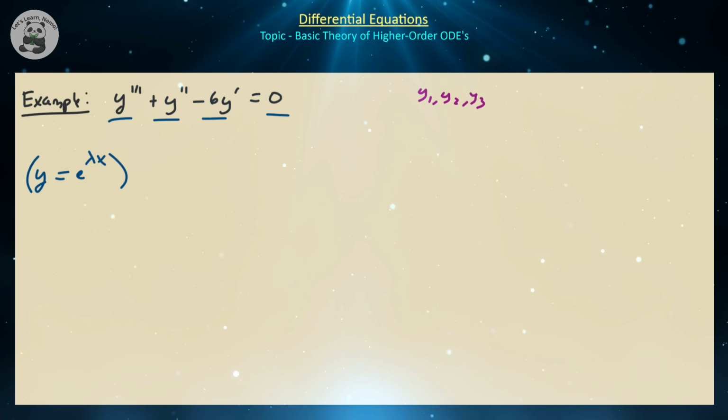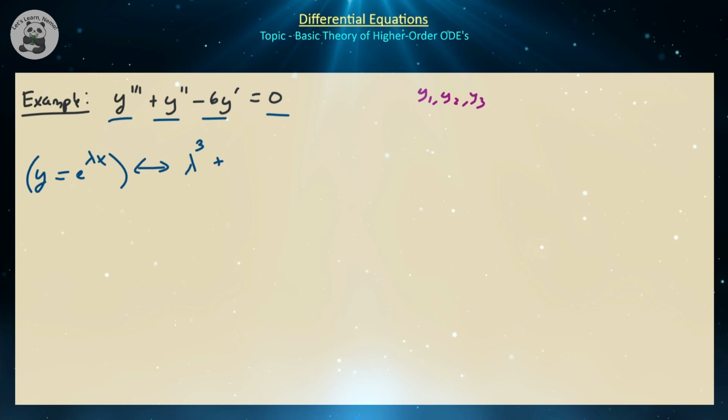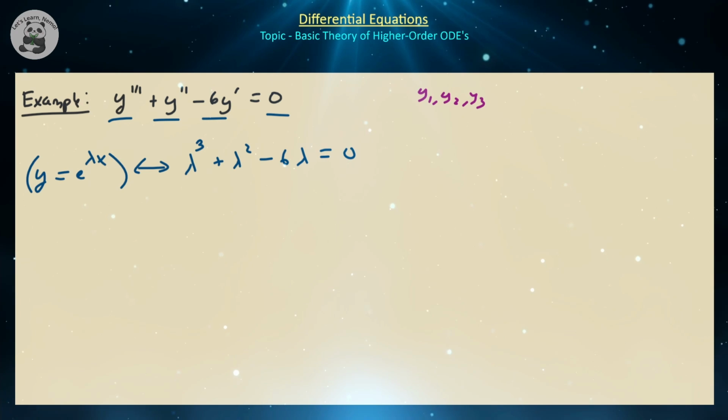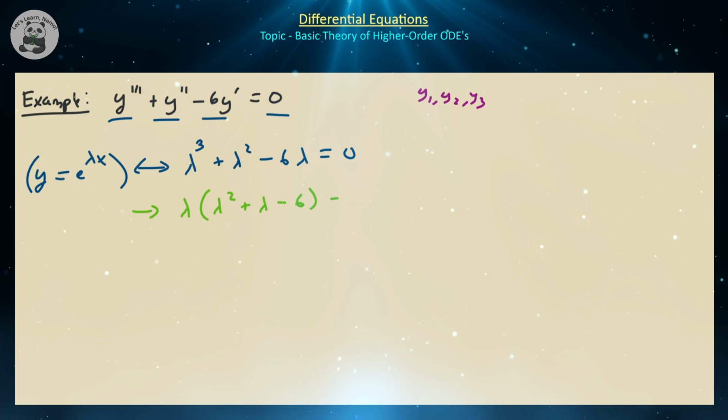So using the third, second, and first derivative and then dividing both sides by e to lambda x, you're going to find that this is going to give us the cubic equation lambda cubed plus lambda squared plus 6 lambda is equal to 0. So we clearly see that we have a greatest common factor of lambda, which is actually pretty nice. So that's going to give us lambda times lambda squared plus lambda minus 6 is equal to 0. And that's a nice factorable quadratic.